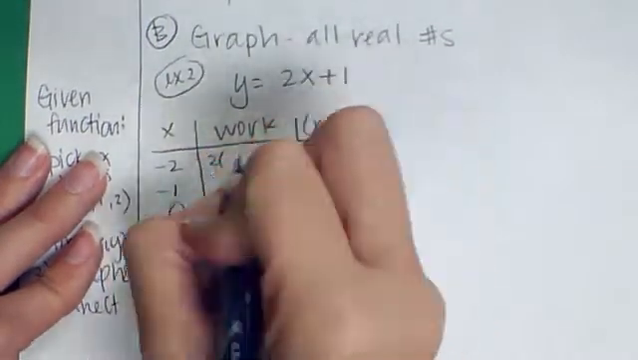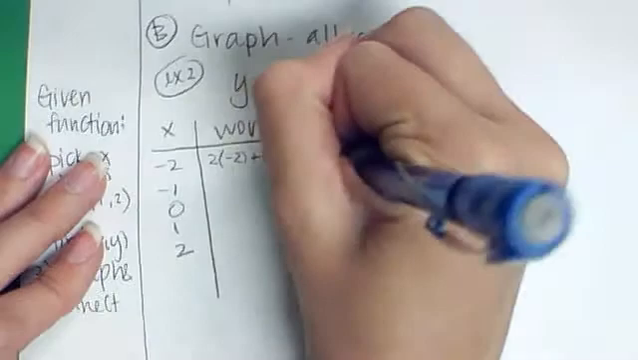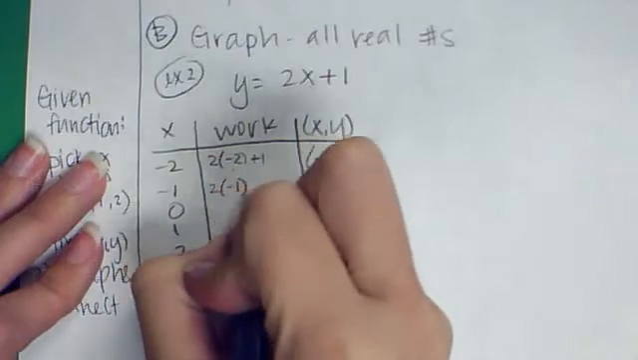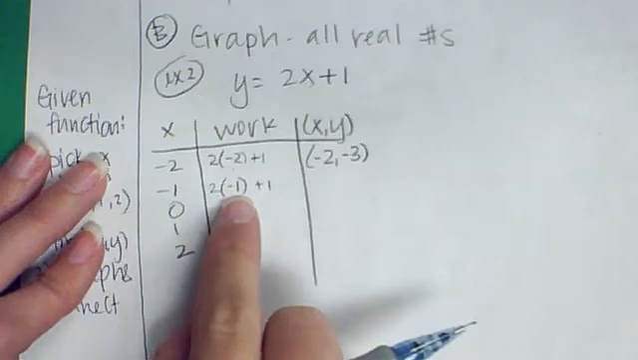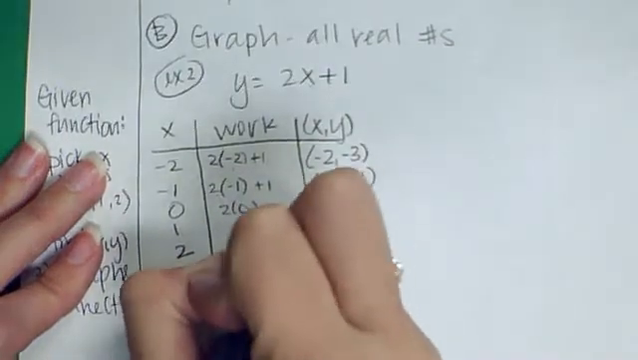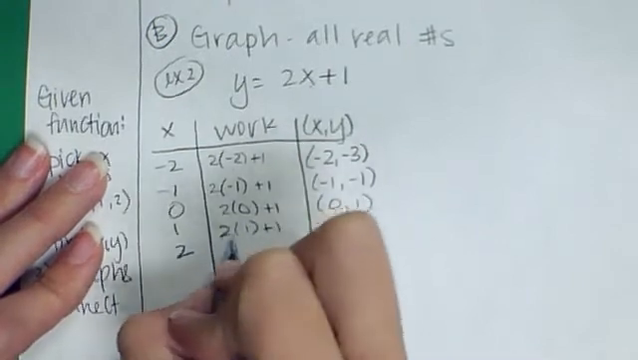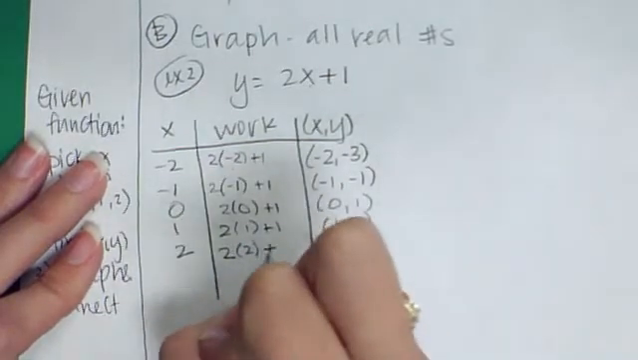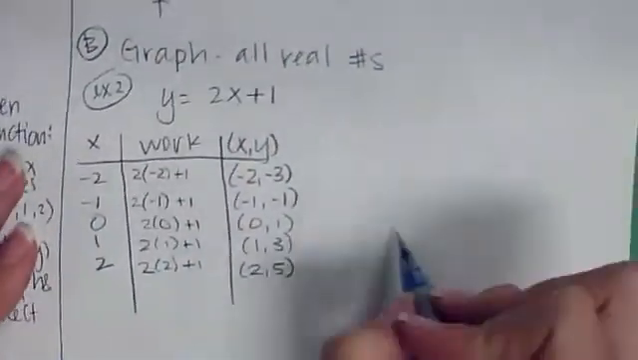So I do 2 times negative 2 plus 1. 2 times negative 2 is negative 4, plus 1 is negative 3. So my first pair is negative 2, negative 3. My next one, 2 times negative 1 plus 1. I'm getting this equation from here. 2 times negative 1 is negative 2, plus 1 is negative 1. Plug in 0. 0 times 2 is 0, plus 1 is 1. I plug in 1. 2 times 1 is 2, plus 1 is 3. 2 times 2 is 4, plus 1 is 5. And I have 5 ordered pairs, which will give me a pretty nice graph.